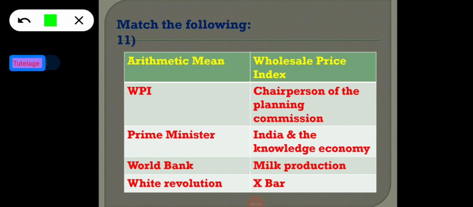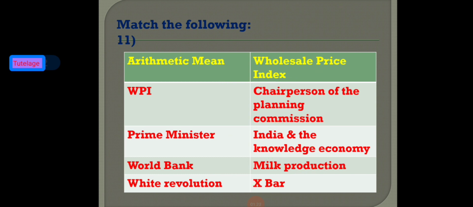So here we can say arithmetic mean is matched with the x bar. Basically arithmetic mean is denoted by the x bar. WPI is matched with the wholesale price index. Basically wholesale price index is the full form of WPI. Prime Minister is matched with the chairperson of the planning commission. World Bank is matched with India and the knowledge economy, and white revolution is matched with milk production. Huge amount of milk production basically indicates a white revolution in the economy. So I think this is clear.